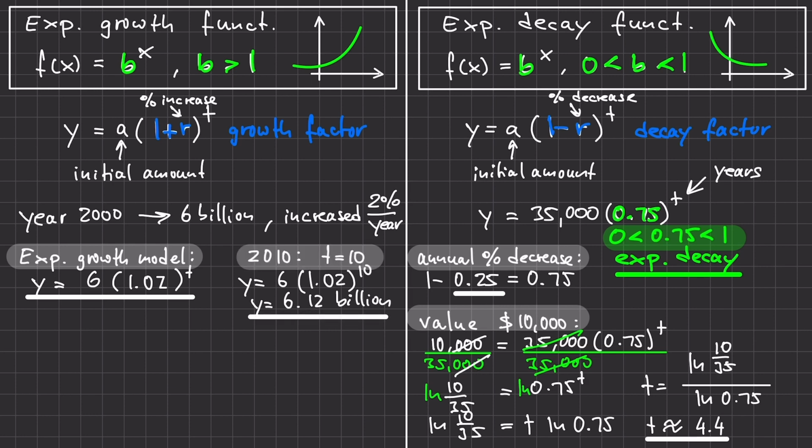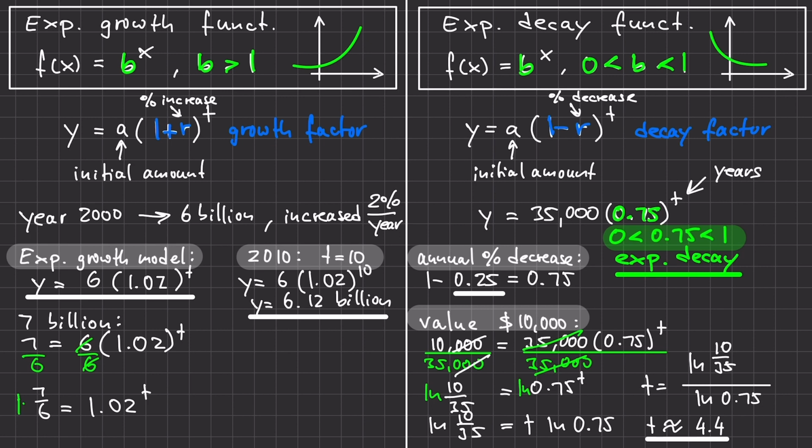Let's ask one last question. How can we estimate the year when the world population was 7 billion? That's simple. We plug in 7 for y and solve for t. After dividing by 6 on both sides, we get 7 over 6 equals 1.02 raised to the power of t.